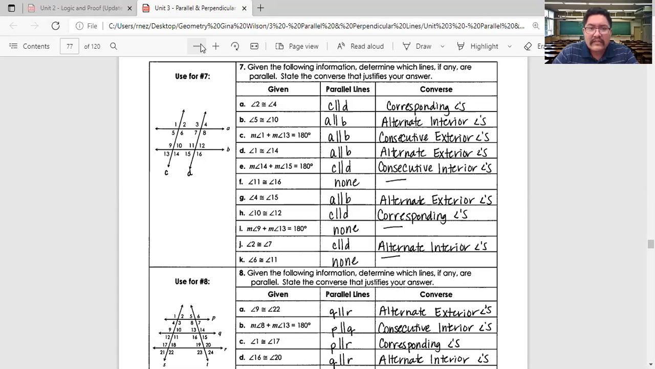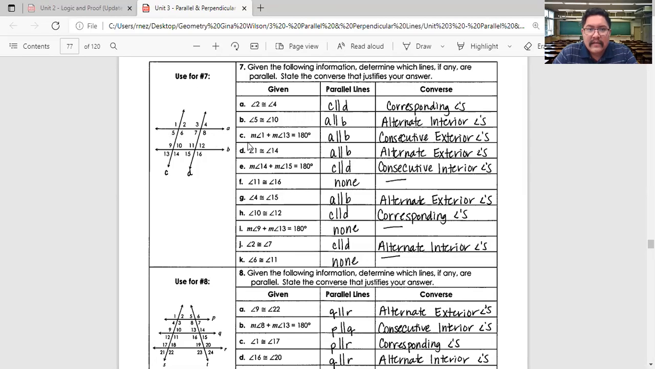So which one does that prove? It proves that A and B are the parallel lines. And 5 and 10, if we know those are congruent, that would mean that we used alternate interior angles. So again, alternate meaning opposite sides or switched sides. Interior meaning they're both on the inside of A and B lines.